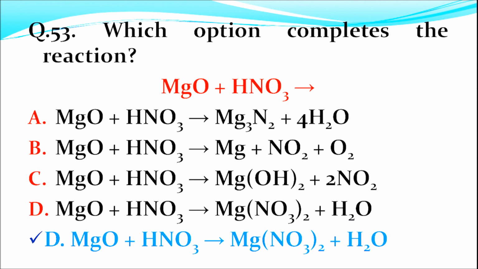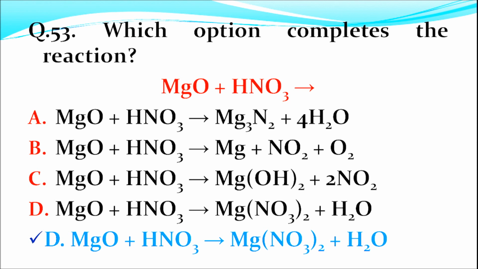Which option completes the reaction? MgO, magnesium oxide, plus HNO3, nitric acid, gives option A: Mg3N2 plus 4H2O. Option B: Mg plus NO2 plus O2. Option C: Mg(OH)2 plus 2NO2. Option D: Mg(NO3)2 plus H2O.